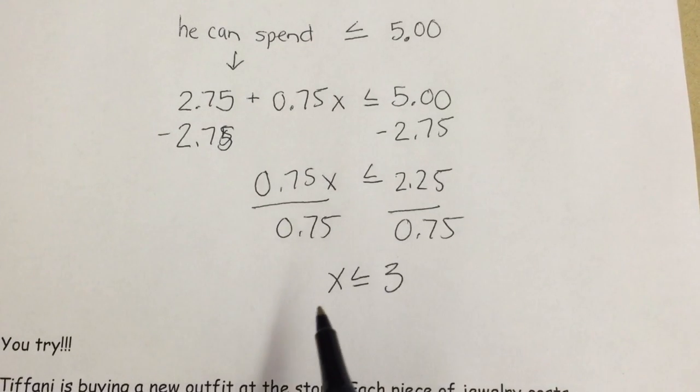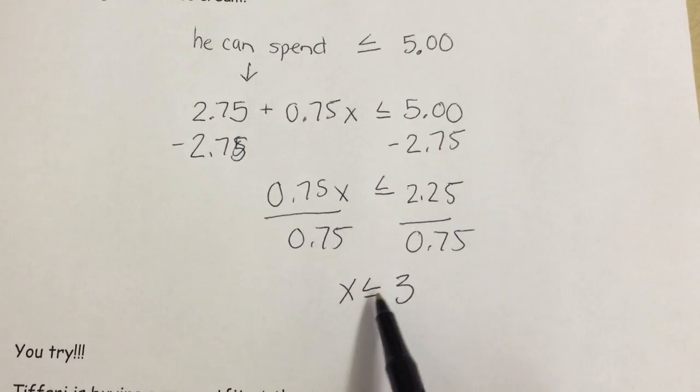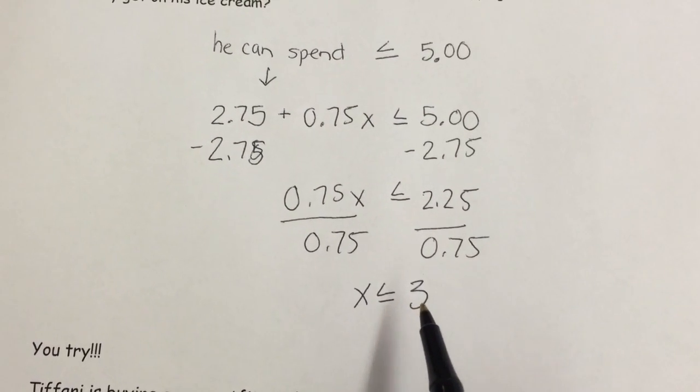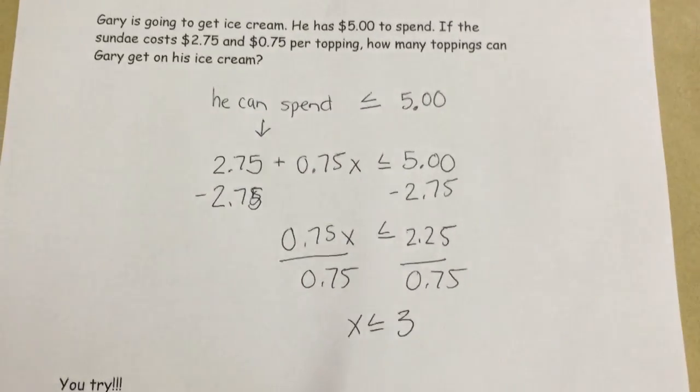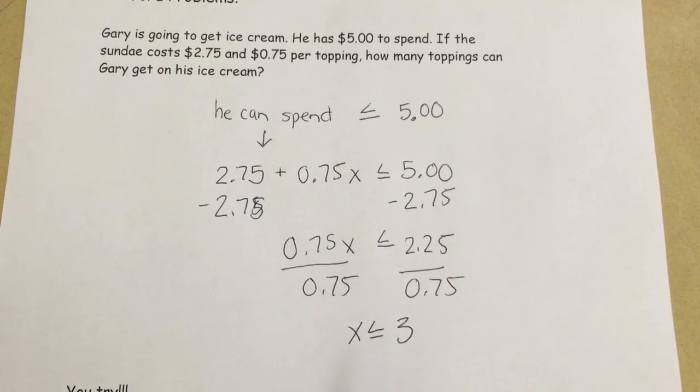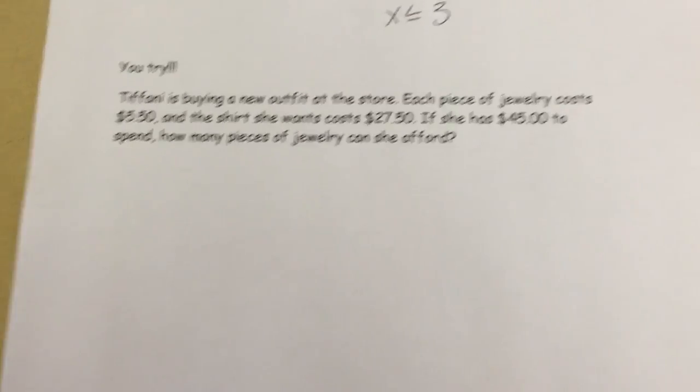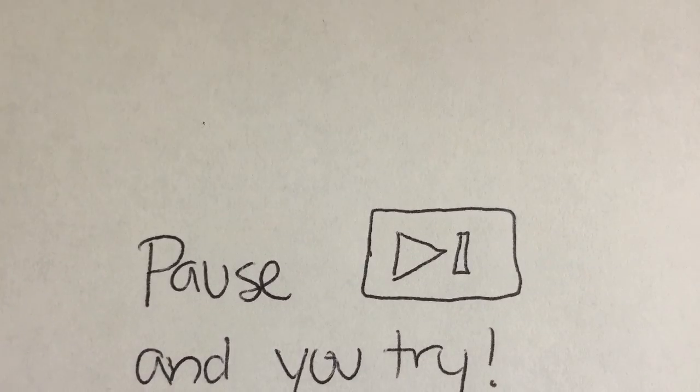Okay, so this means that he can get less than or equal to 3 toppings. So he could get 2 toppings, he could get 1 topping, he could get 3 toppings. So take a second, try this next question, and then we'll compare answers in a minute.